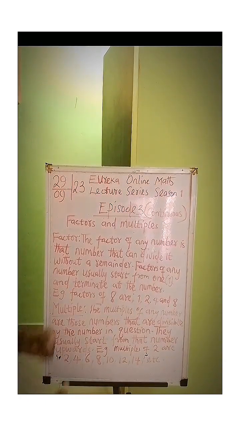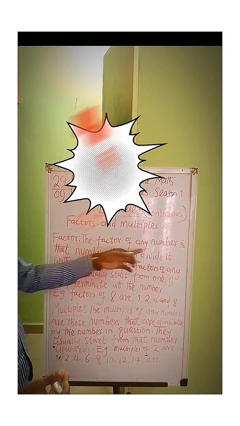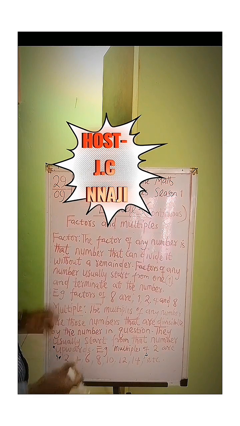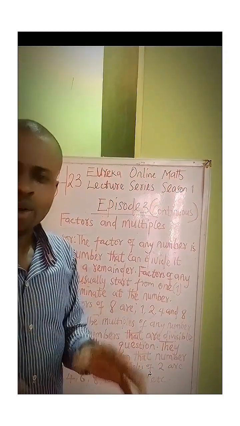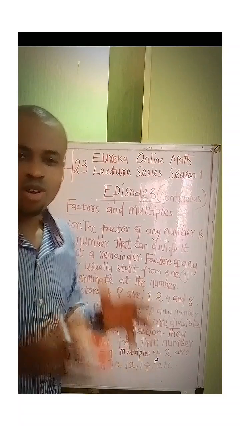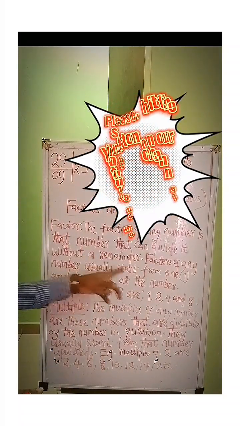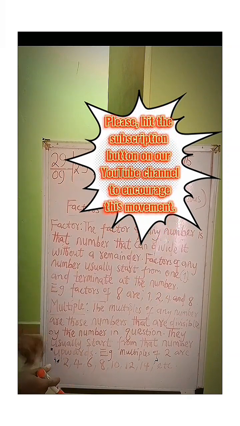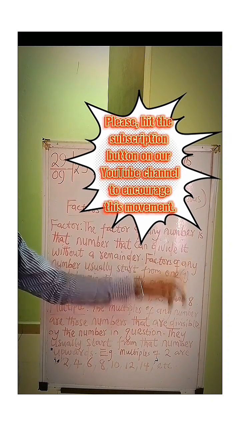So, here, factor. Let's look at what a factor is. The factor of any number is that number that can divide it without remainder. Any number that can divide a given number without a remainder is a factor of that number. Factors of any number usually start from 1 and terminate at the number. Example, factors of 8 are 1, 2, 4, and 8.